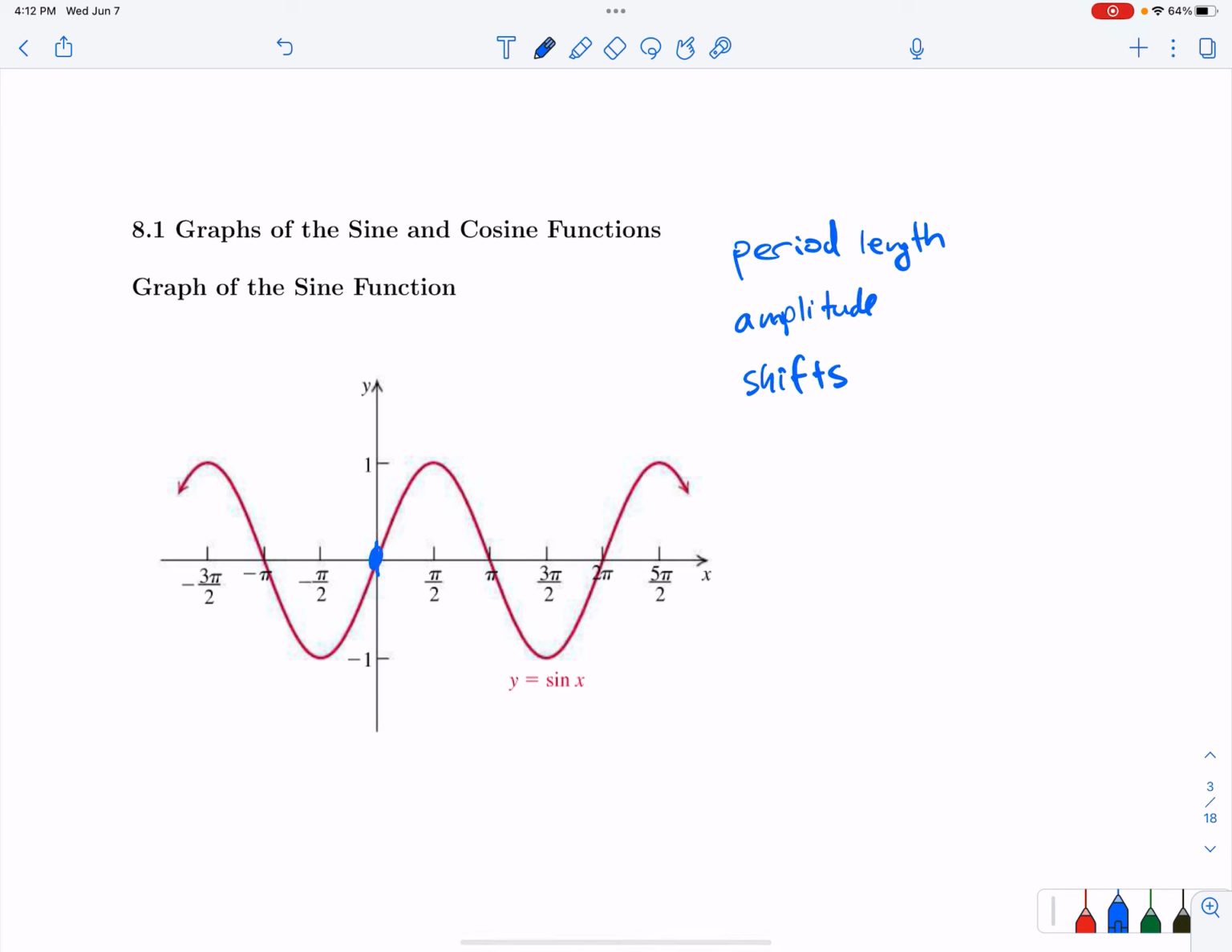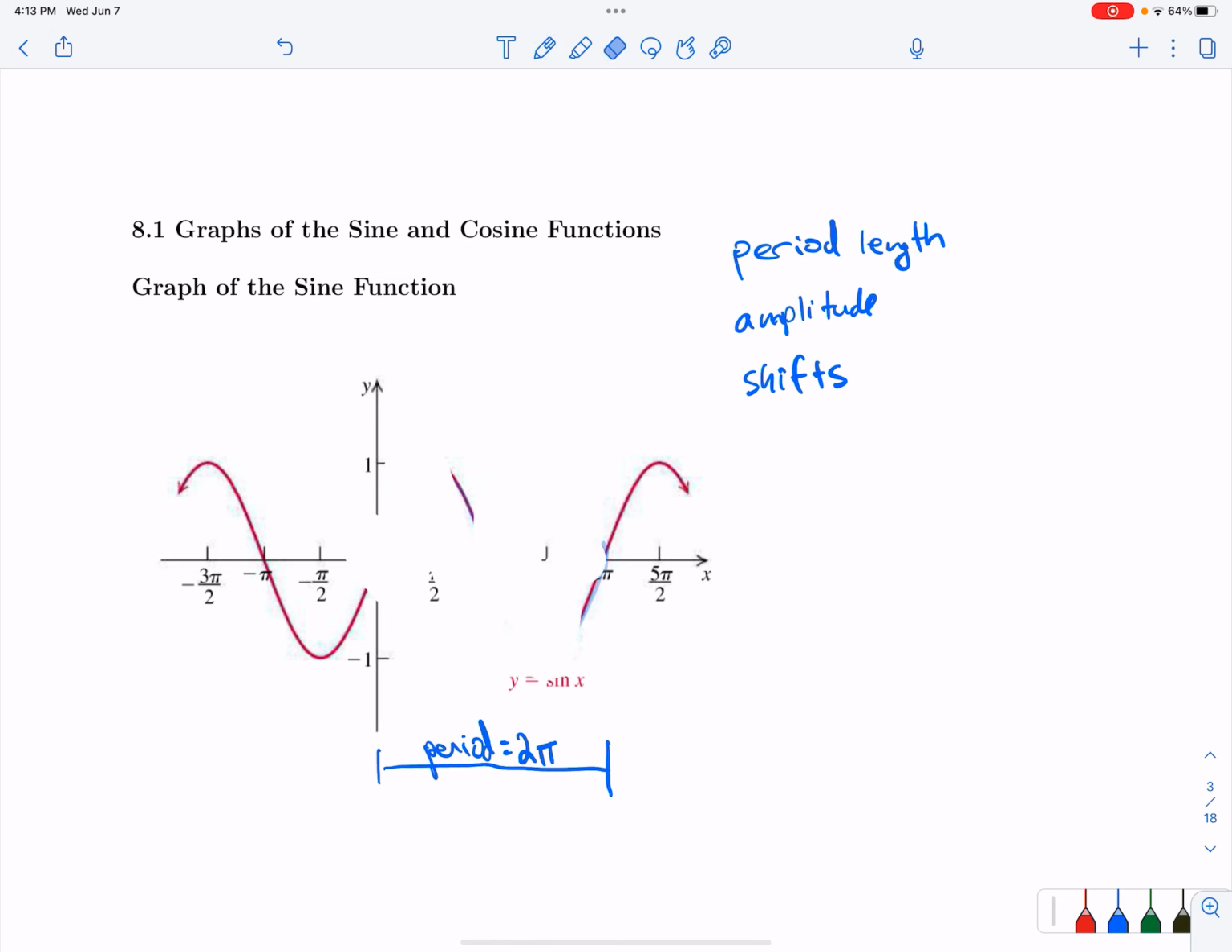So let's say I start here at the origin. The graph starts to repeat itself again right here, right? And so the length of that distance is 2 pi. So we say that the period length is 2 pi here.